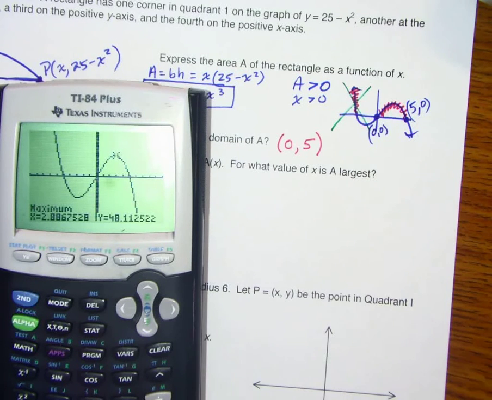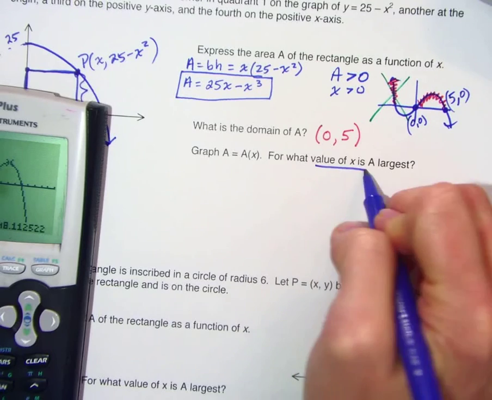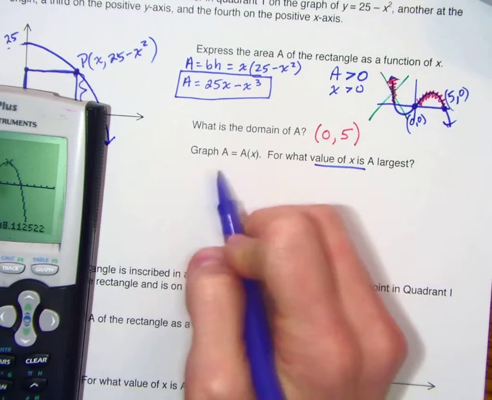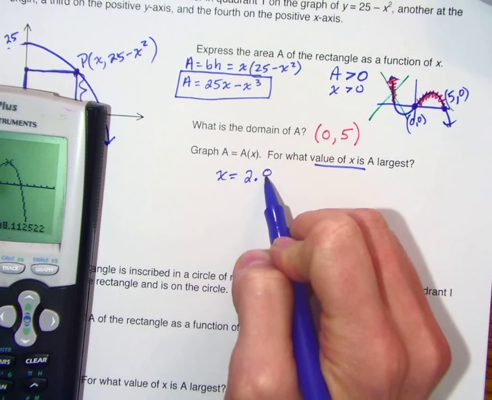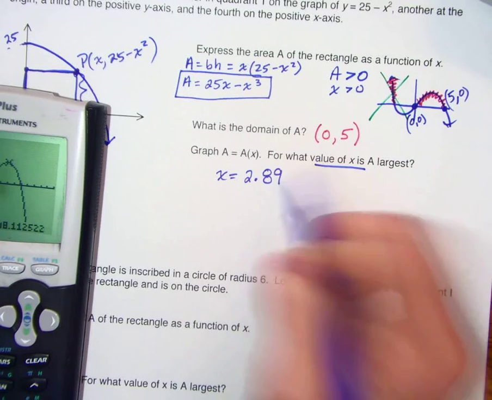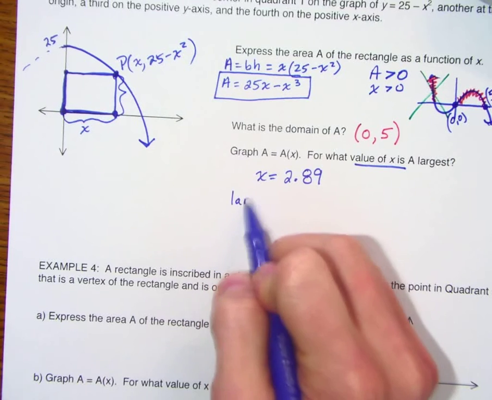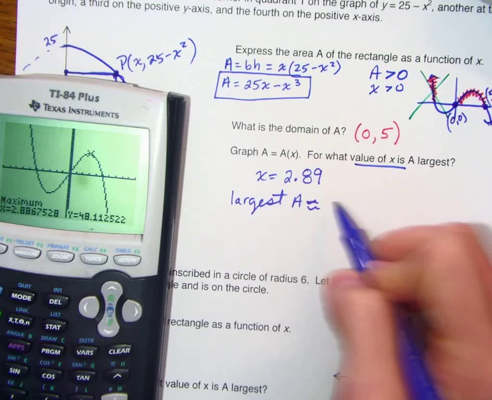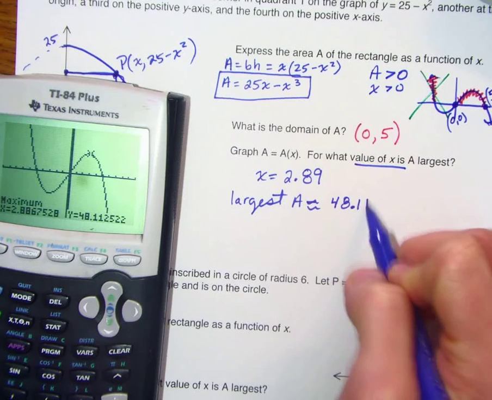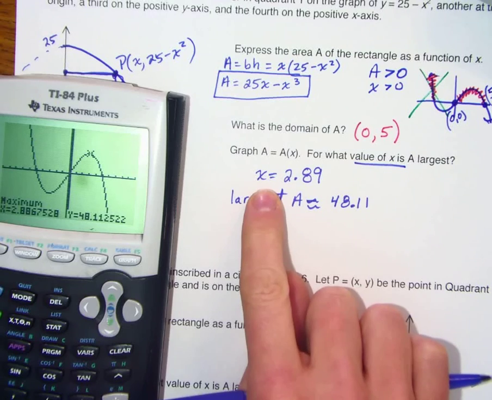And then we get, for what value of x is A the largest, that's x equals 2 point, they'll probably have you round to 2 decimal places, so we're going to go 2.89. All right. So 2.89, and then it doesn't say here, but we can just say the largest A is approximately 48.11. So the largest approximate area is 48.11, and that happens when x is 2.89.